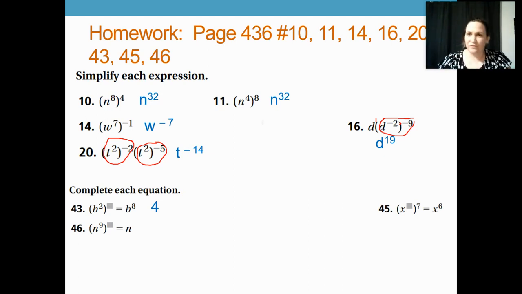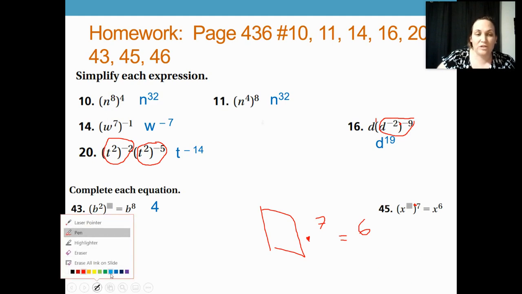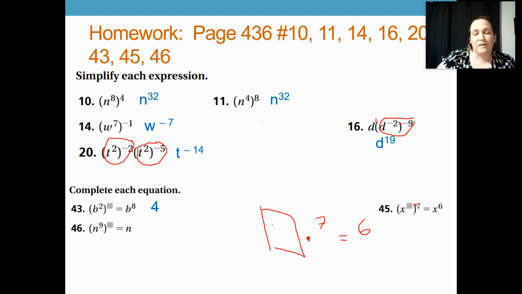Now, numbers 45 and 46 were a little bit tricky. So again, whatever is in the box is going to end up being multiplied with the 7, and that should turn into a 6. So this is asking us, what do I multiply by 7? And it turns into a 6. So we want to think back to earlier in this week. And when we were doing our multiplication problems, to cancel a number out, we needed to have an identical number on the bottom of a fraction.